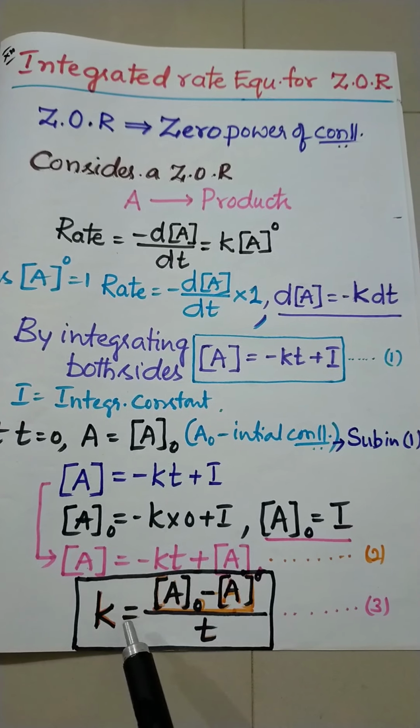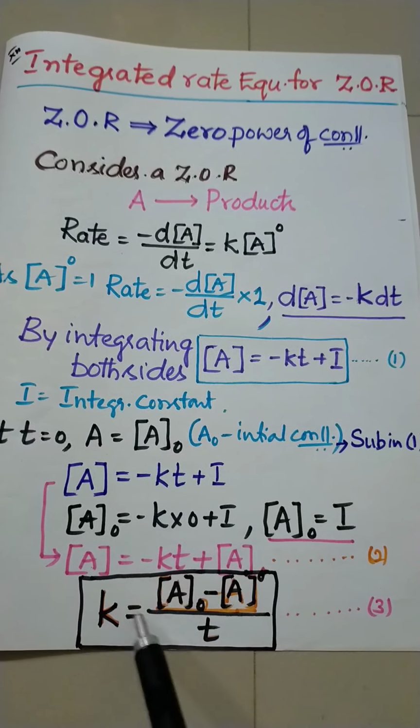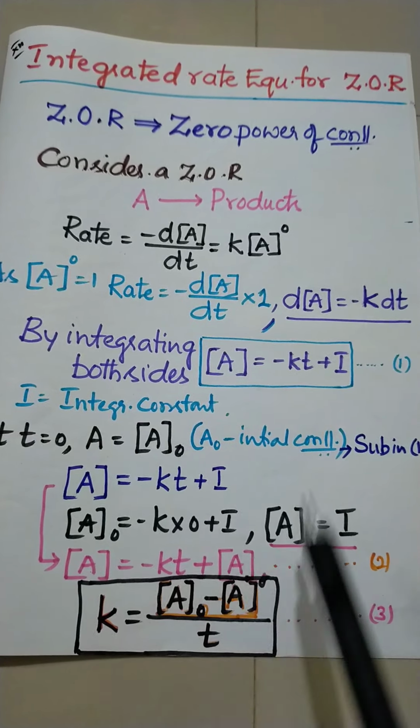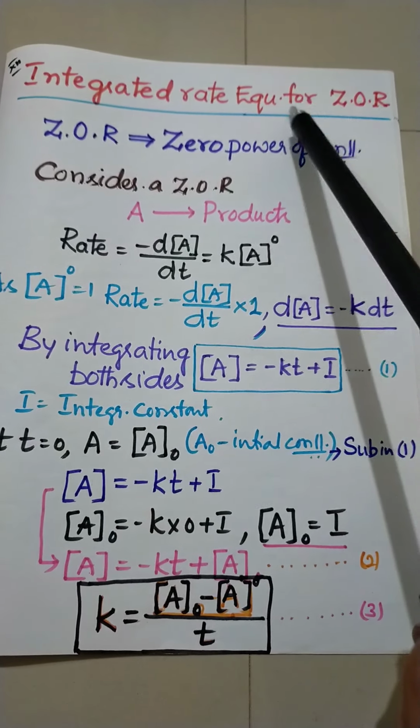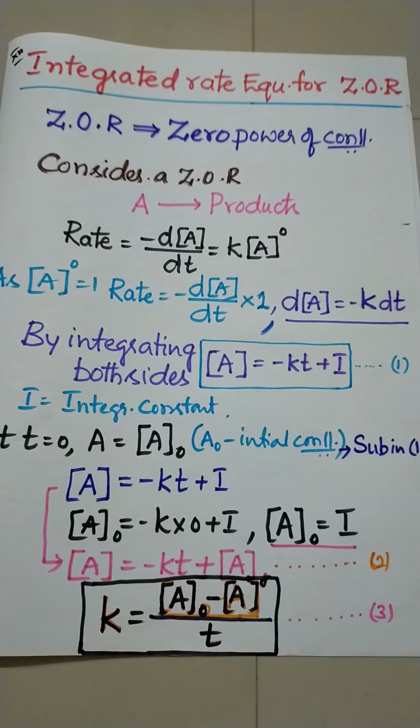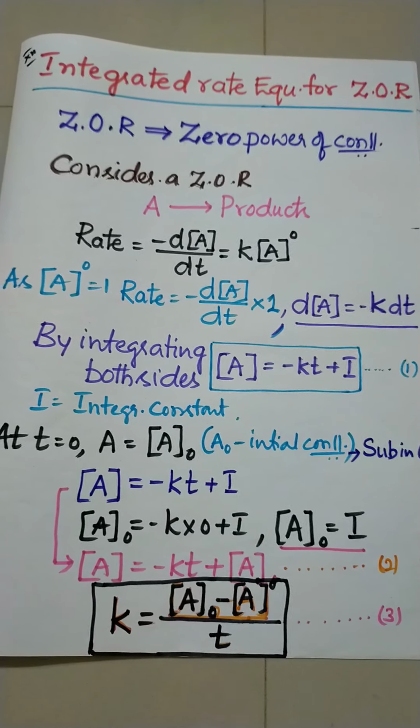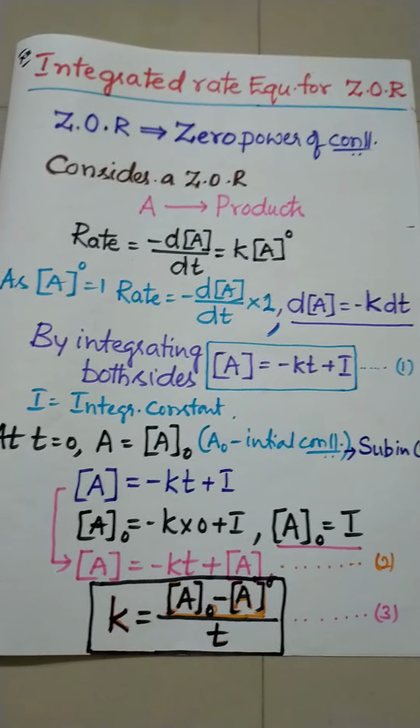But initially they are going to focus on the concentration and the rate constant k. So this is the integrated rate equation of the zero order reaction. So what is the application of the zero order reaction? Then we can go for that one.